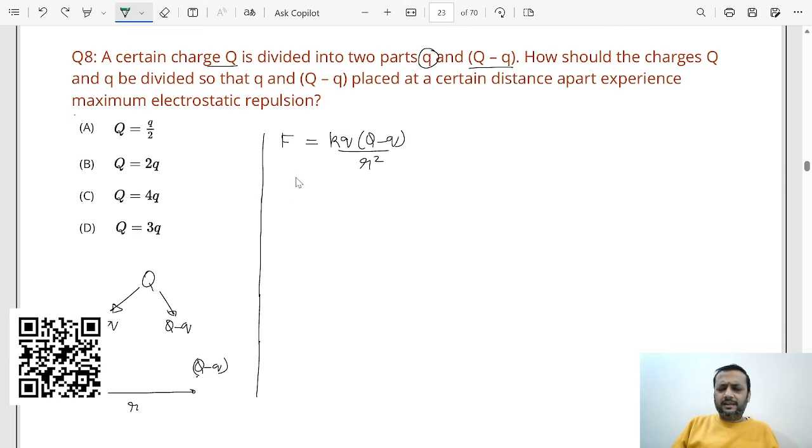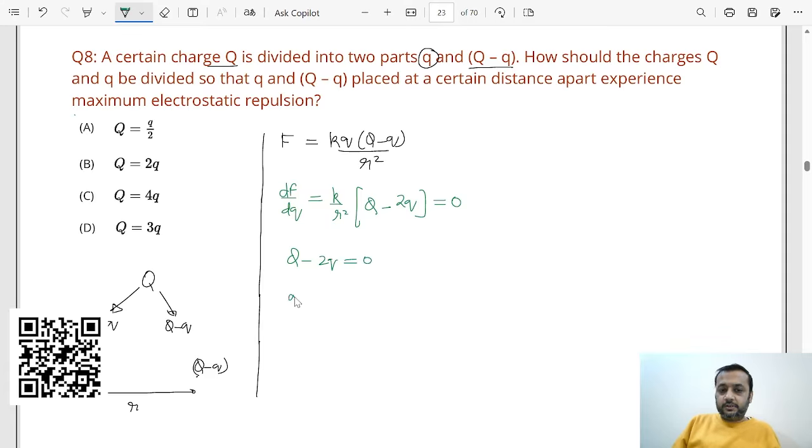You can apply many methods, but I'll just use calculus. So dF by dq is k by r square times (Q minus 2q), since q times (Q minus q) has q square term that becomes 2q on differentiation. And for F to be maximum, this value should be 0. That means Q minus 2q should be 0.